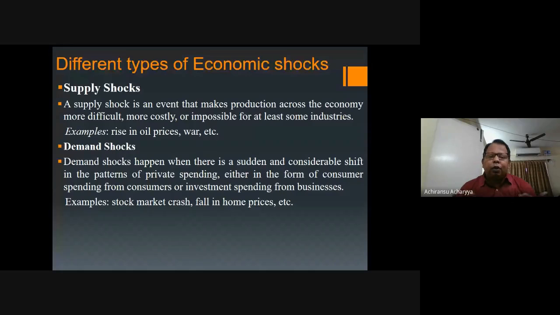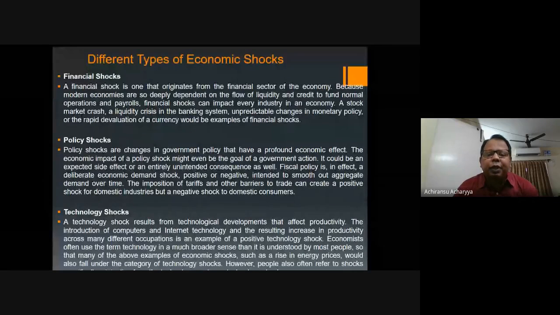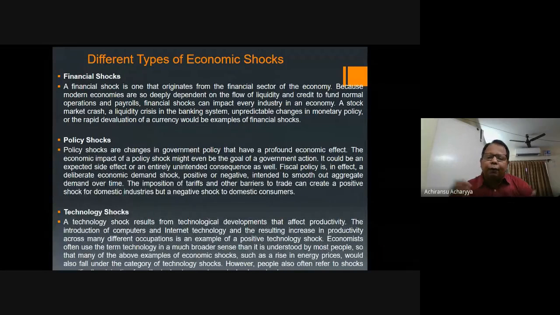So, there are some other kinds of shocks which you should also know. One is a financial shock that happens when modern economies are deeply dependent on the flow of liquidity and credit. So, if one market falls, another market falls also, and that's what happened in 2007 when the American housing market fell. The whole economy went through a huge shock during that time.